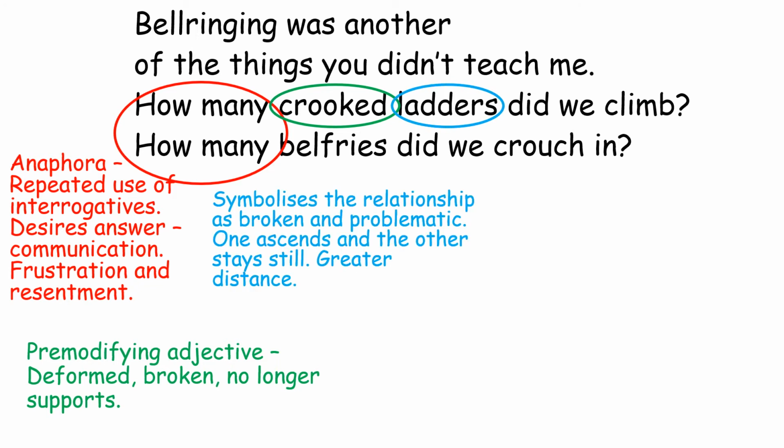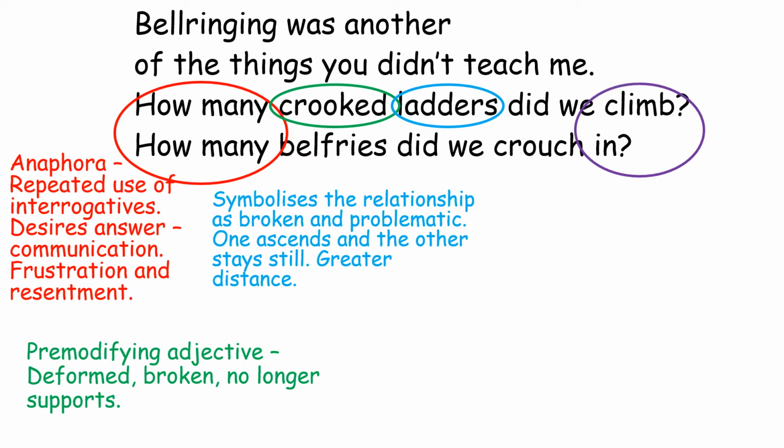The word ladders gives us a sense of a perhaps metaphorical meaning. It may symbolize the relationship as broken and problematic. Perhaps much like a ladder, when one person climbs it, they get further away from the person at the bottom. It could show that greater distance between father and son. Ladders are supposed to support the person who is climbing. Perhaps Curtis feels like as he ascends his ladder, or as he moves through life, he should have the support of his father, and yet that ladder, that support, is not there for him to fall back on.